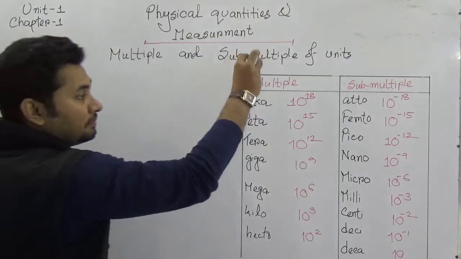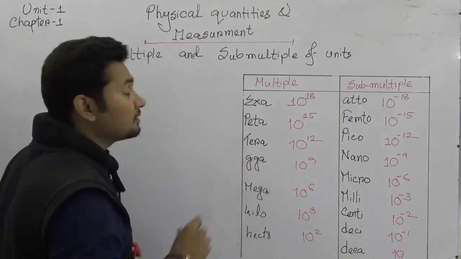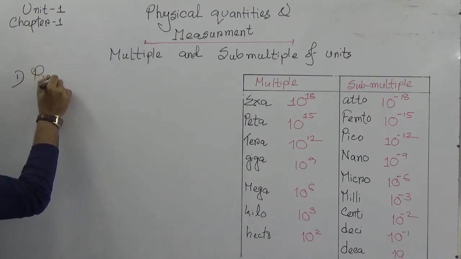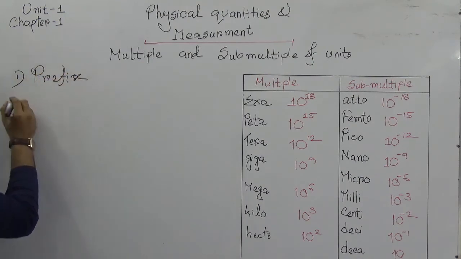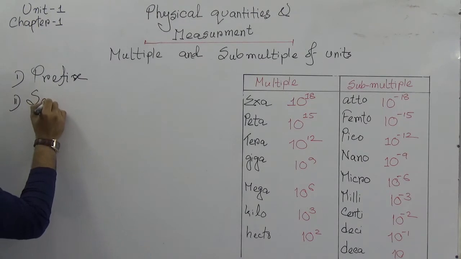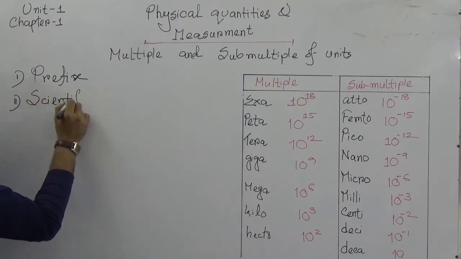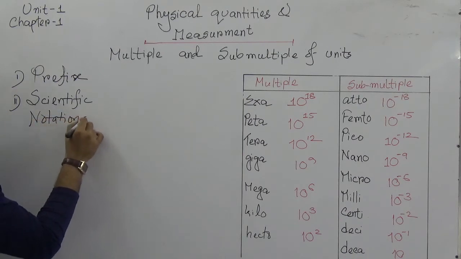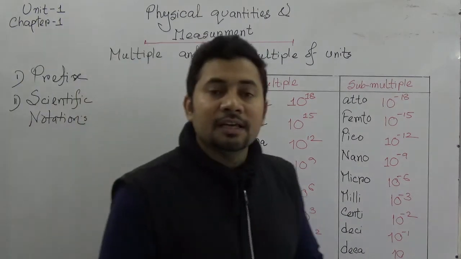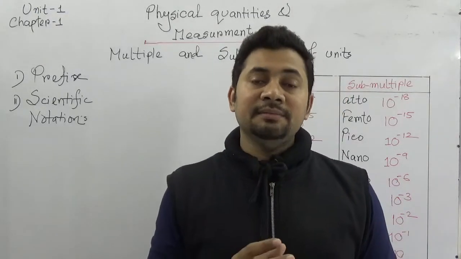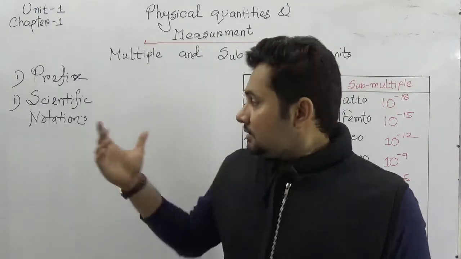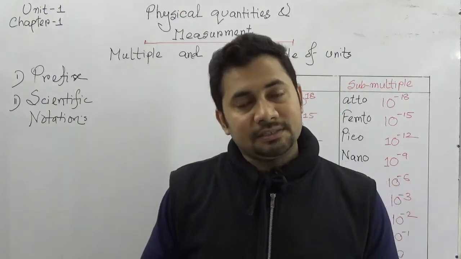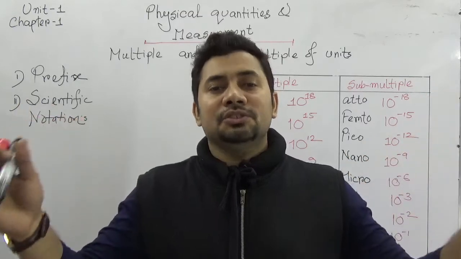So before going with this table, we need to consider two words. Number one, prefix, and number two, scientific notations. What are those scientific notations? As you know, the SI unit, or System International Unit, through this process, through scientific notations, we can express huge numbers.